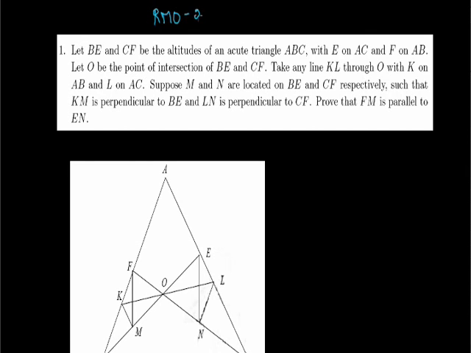RMO 2001. Okay, so let's start with question number 1. Let BE and CF be the altitudes of an acute triangle ABC, with E on AC and F on AB. Let O be the point of intersection of BE and CF. Take any line KL through O with K on AB and L on AC. Suppose M and N are located on BE and CF respectively, such that KM is perpendicular to BE and LN is perpendicular to CF. I have to prove that FM is parallel to EN.